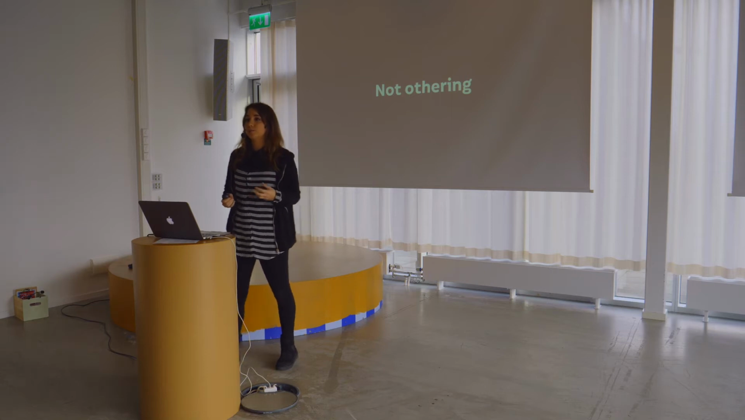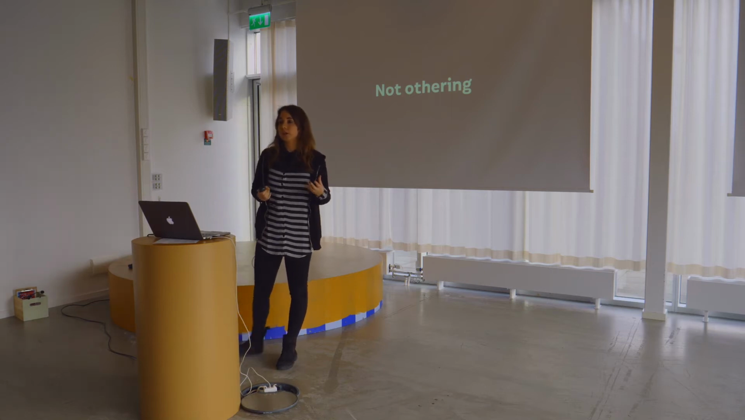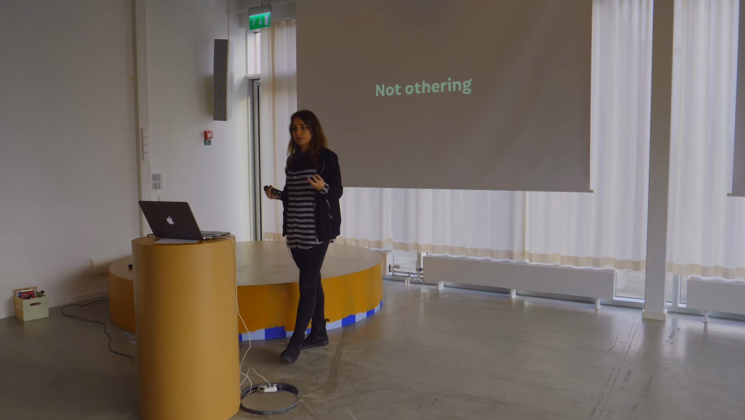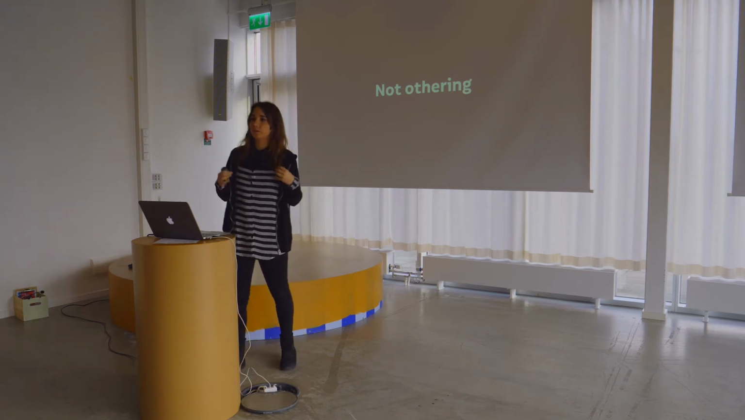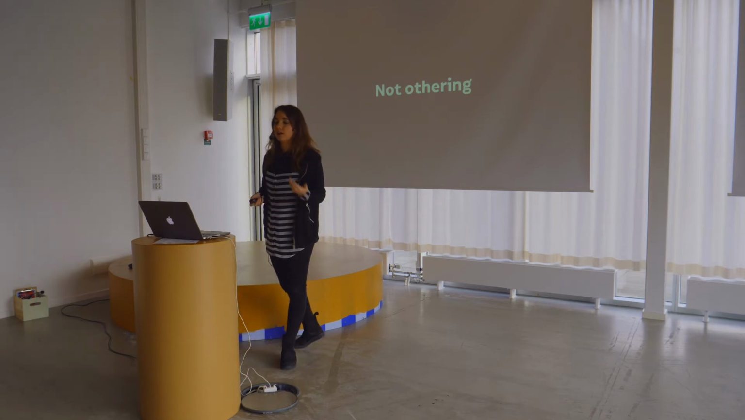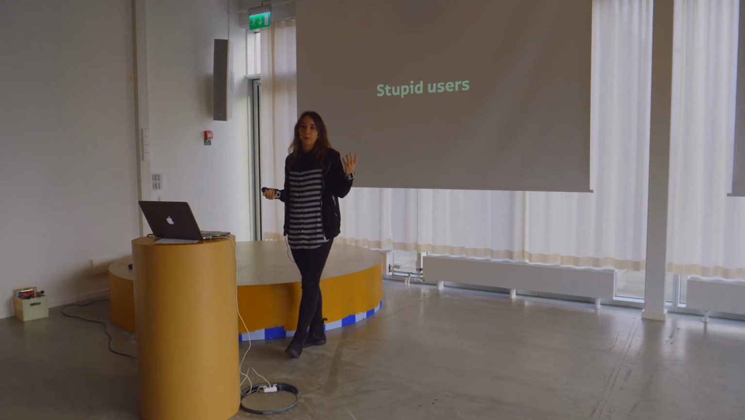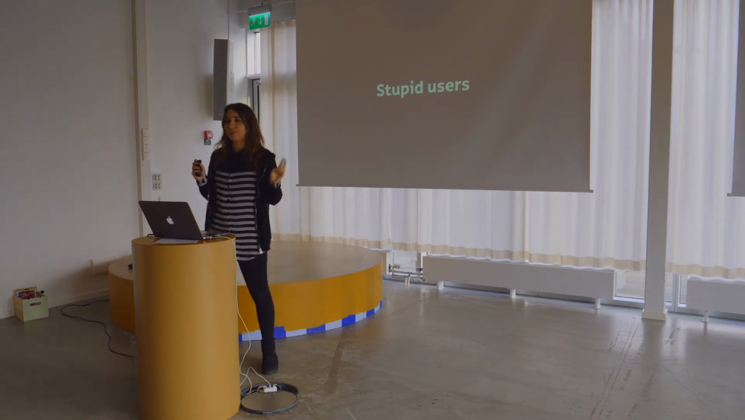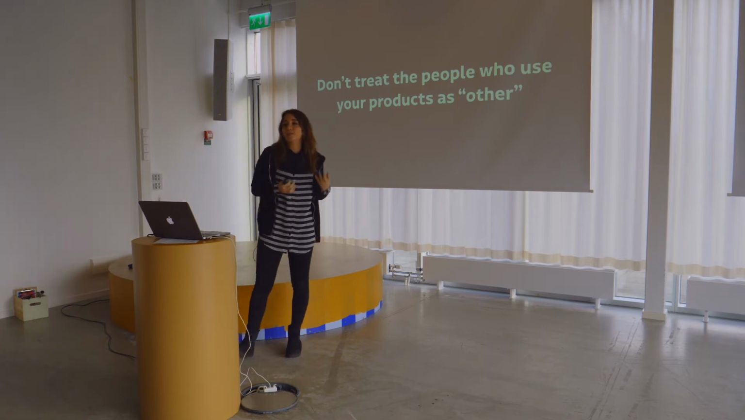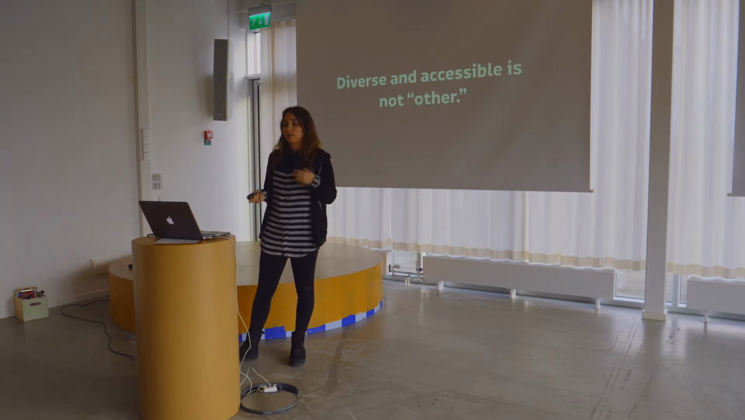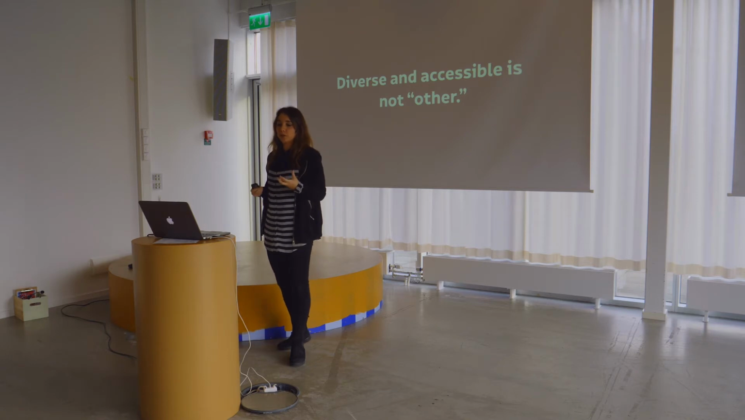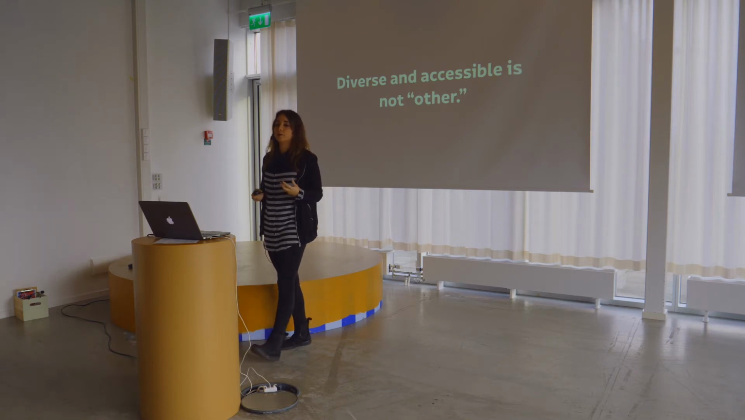And a big part of that is not othering people. Because when you actually have a diverse team working on products, you're incorporating and including everyone rather than designing and assuming you know best for somebody else. This is something that we often hear when people refer to stupid users or stupid clients who don't know what they're doing. It's very easy to be dismissive of the people using our products if we think of it in an us versus them terms. And so it's really important not to think of diversity and accessibility as being about other.